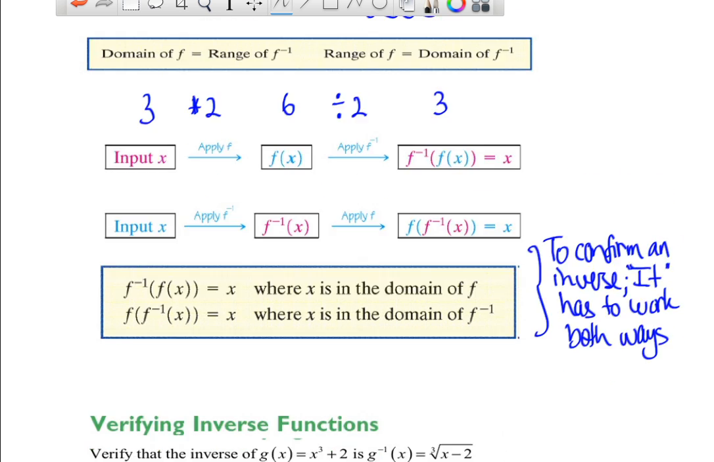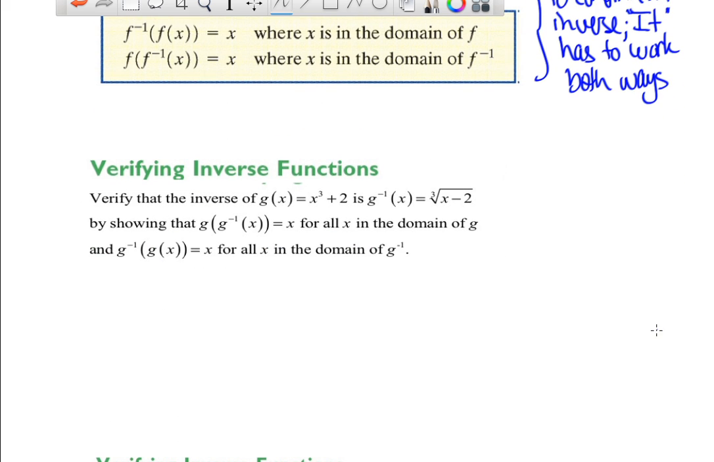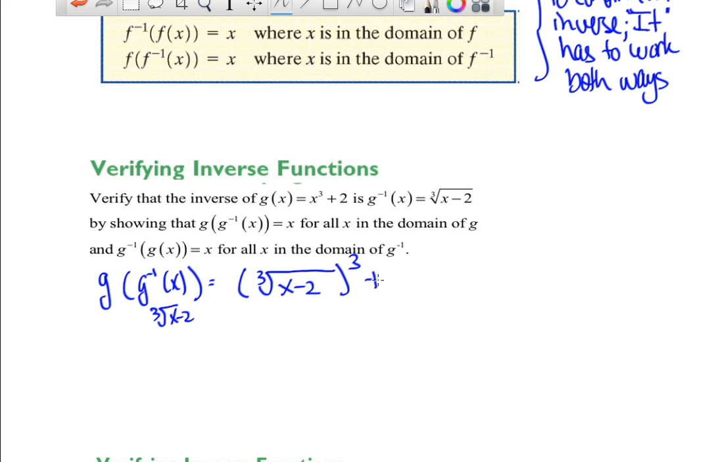Okay? So verify that this is an inverse of that. So let's see if we can make it happen. Let's see what g negative 1 of x really gives you. So now we're sticking the inverse of g into g. So this is x cubed. Well, that's the third root of x minus 2. That's what the inverse is, right? It's the third root of x minus 2. We're going to put that in there, we're going to cube it, and then we're going to add 2.